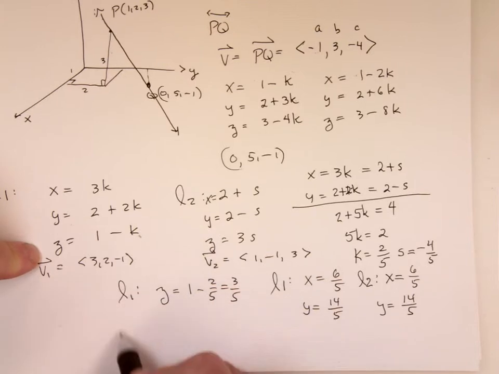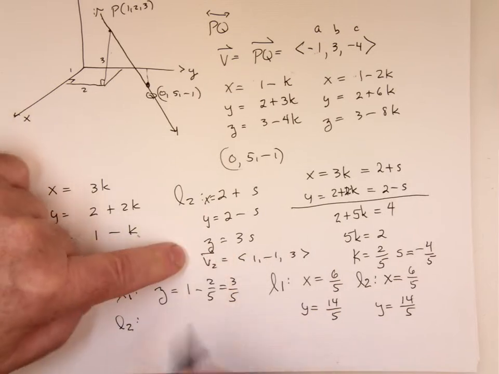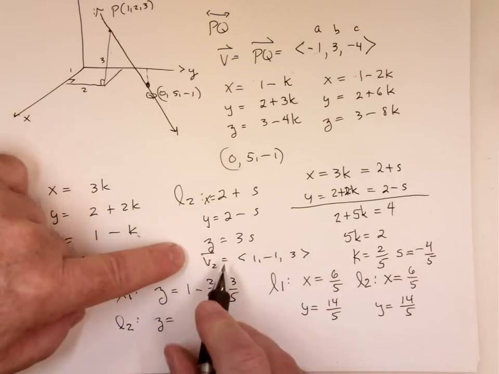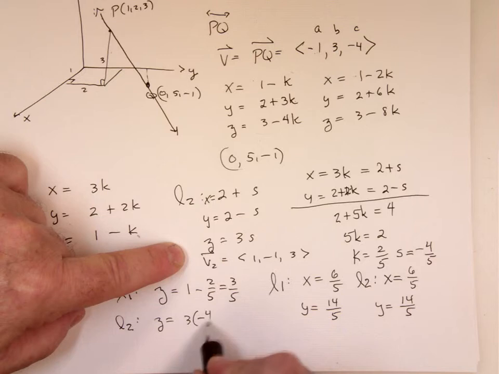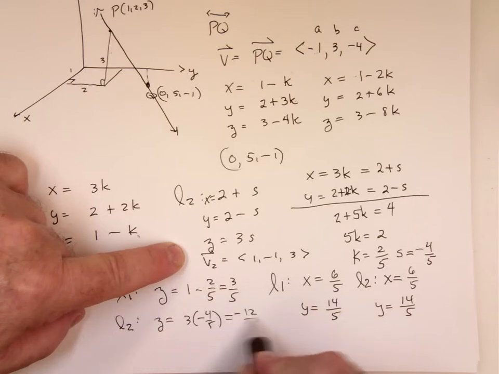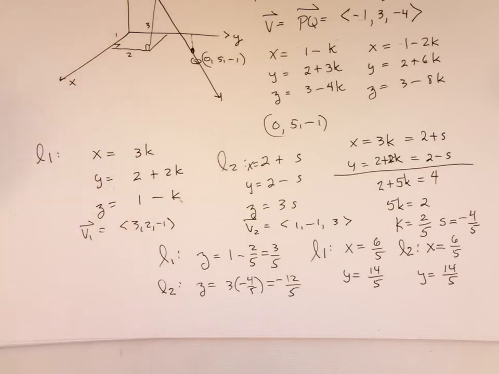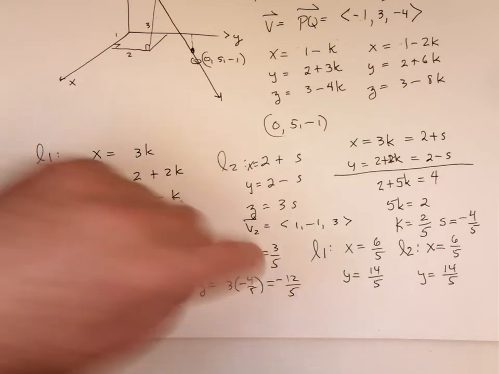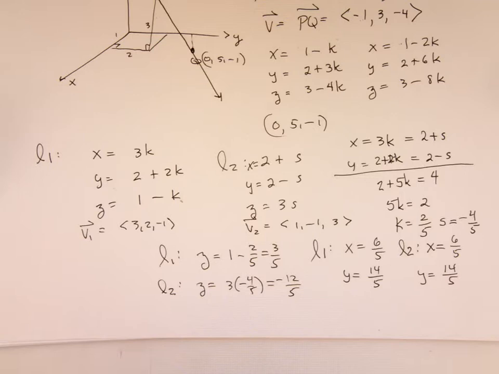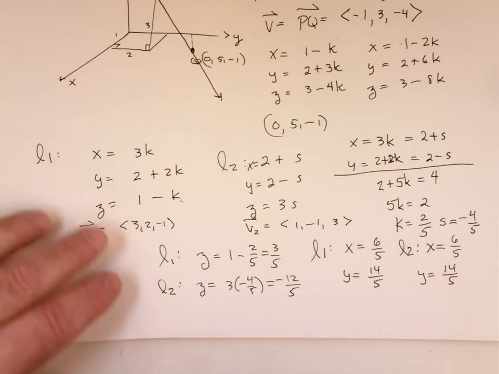For L2, what's the z coordinate for L2? It's 3s. It's 3 times a negative 4/5. That's a negative 12/5. They are different. That tells you, me, all of us, they are skew lines. Okay? That's the kind of thing you have to do. Okay? Any question on that? If these z's had been the same, they would intersect at that point too. Okay? You ready to go on?